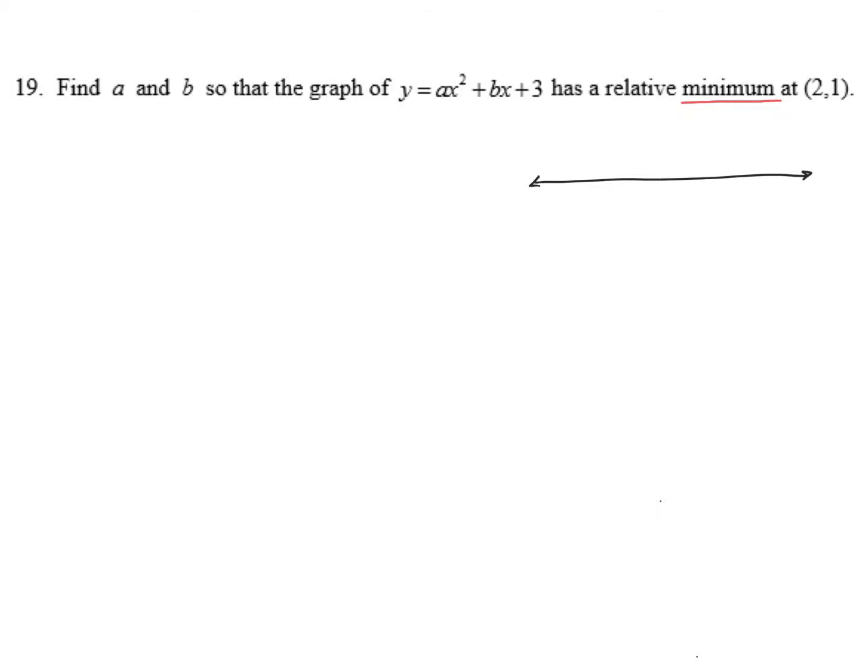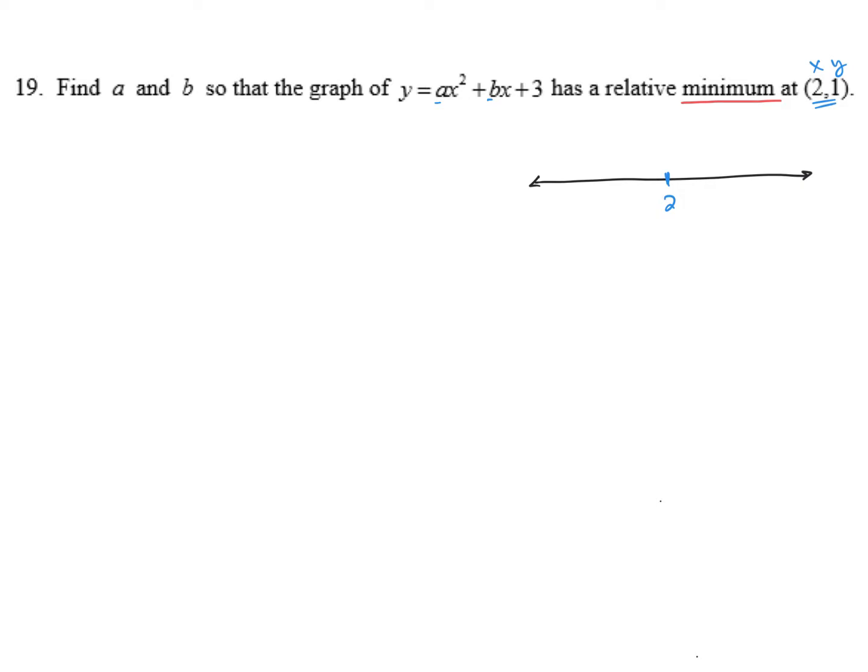So in this problem, we're working backward. We know what the relative minimum is, and now we're just trying to find the values of a and b that gave us that minimum. So 2 is the x and 1 is the y. So that means at 2, we had our minimum.